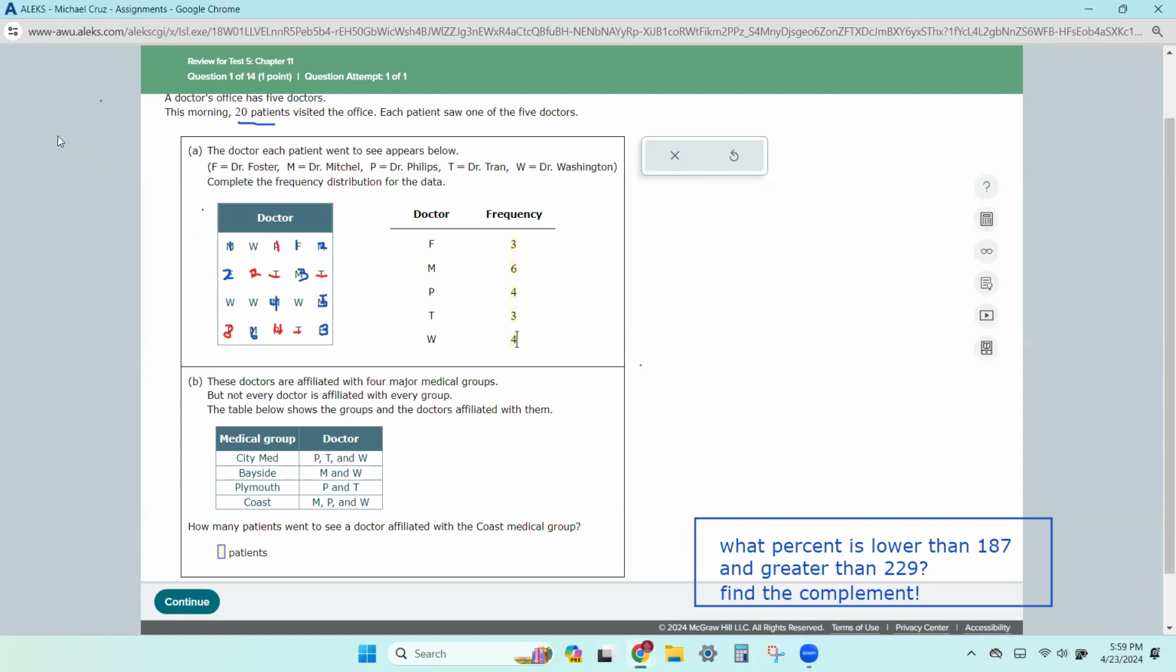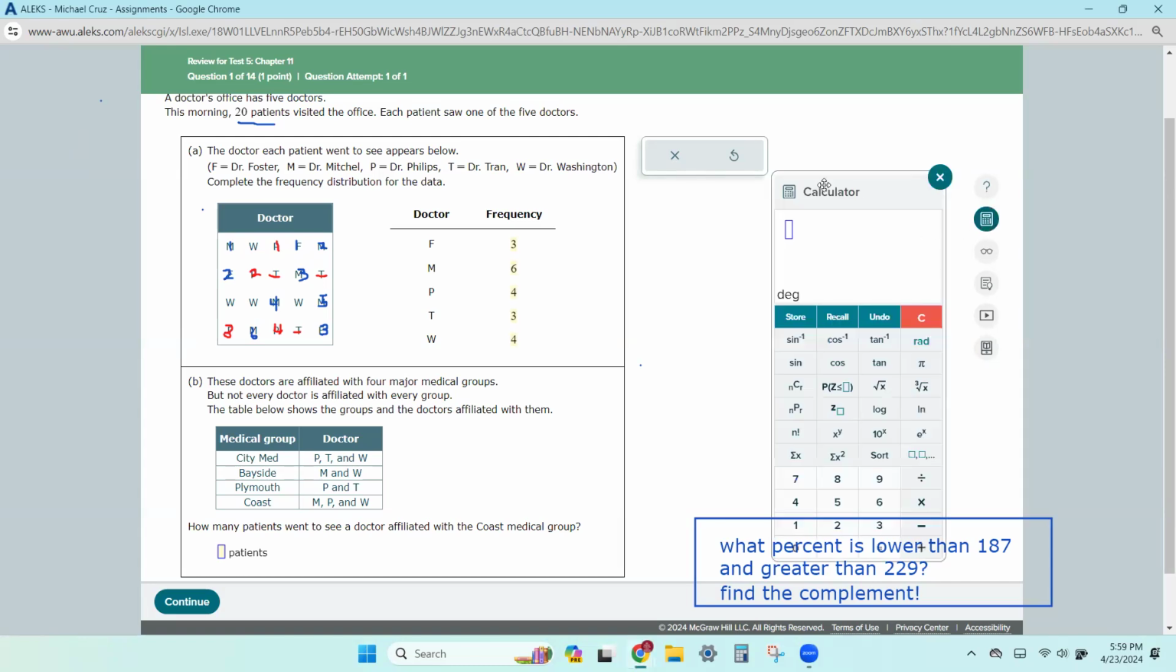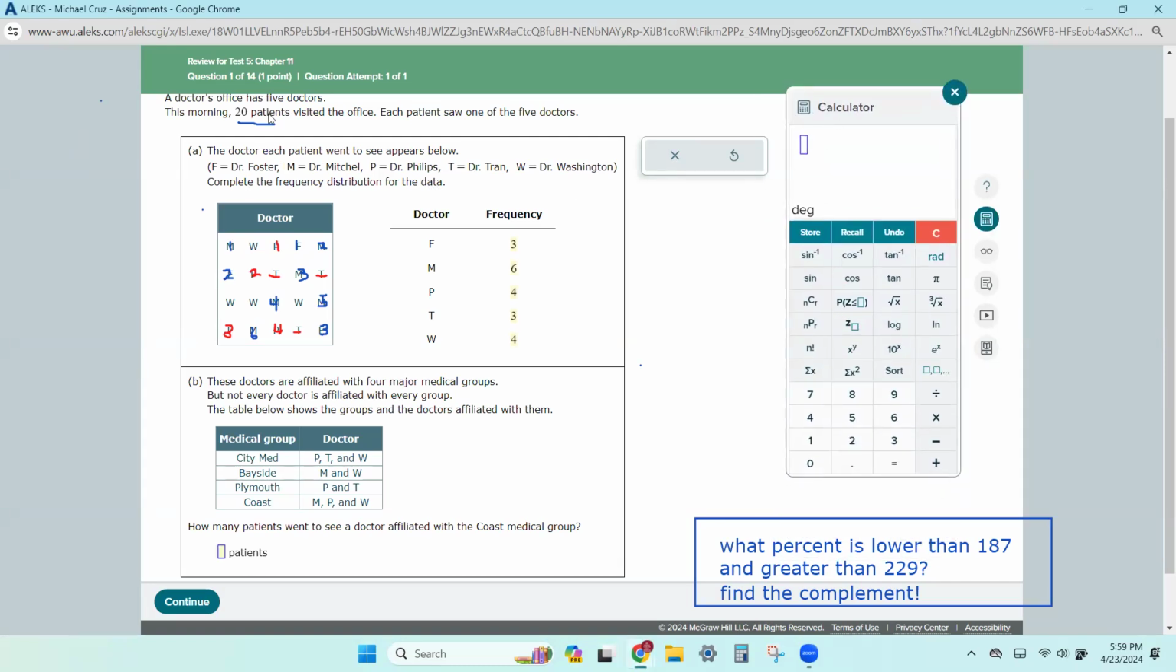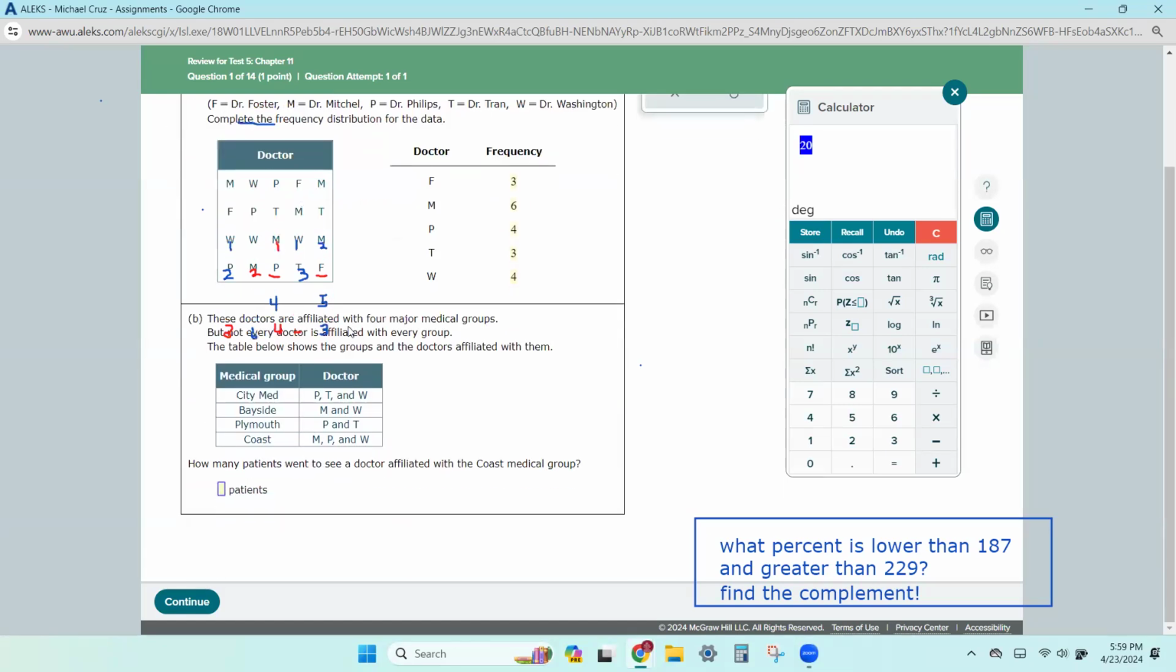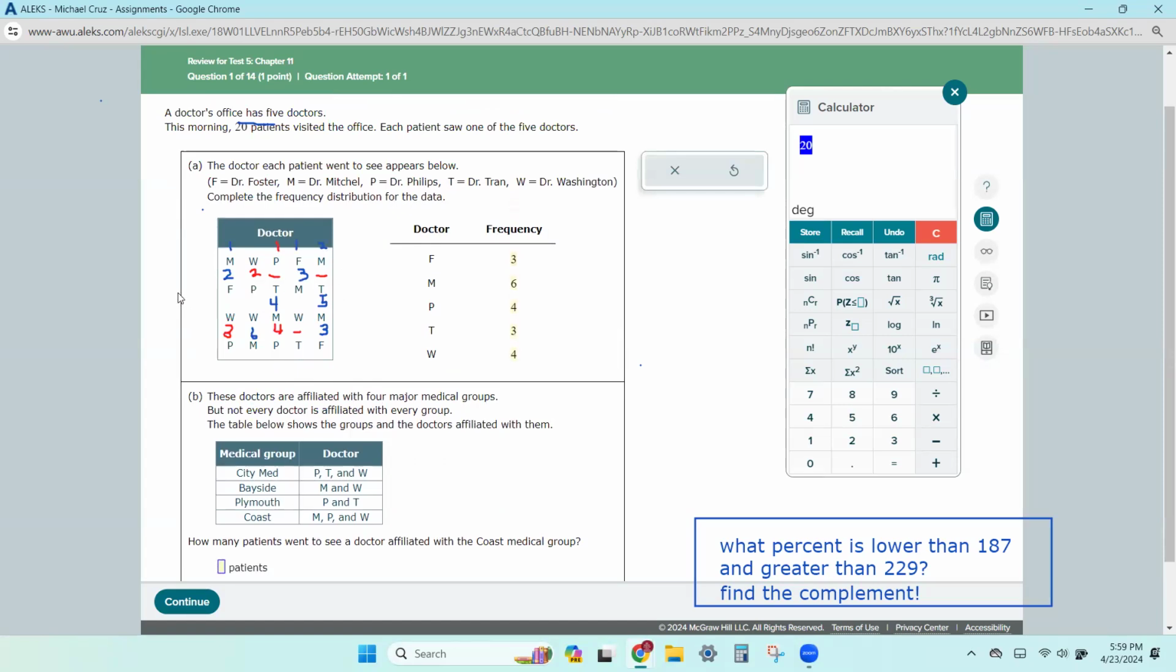And as I said, if this is right, then you can have extra double confidence of it by just adding this up and see if they're 20. 3 plus 6 plus 4 plus 3 plus 4. 20. So good enough. All right. So now we just want to answer the question that they've got about this. It tells us the doctors are affiliated with 4 medical groups, but not every medical doctor is affiliated with every group. The table below shows the groups and doctors affiliated with them.